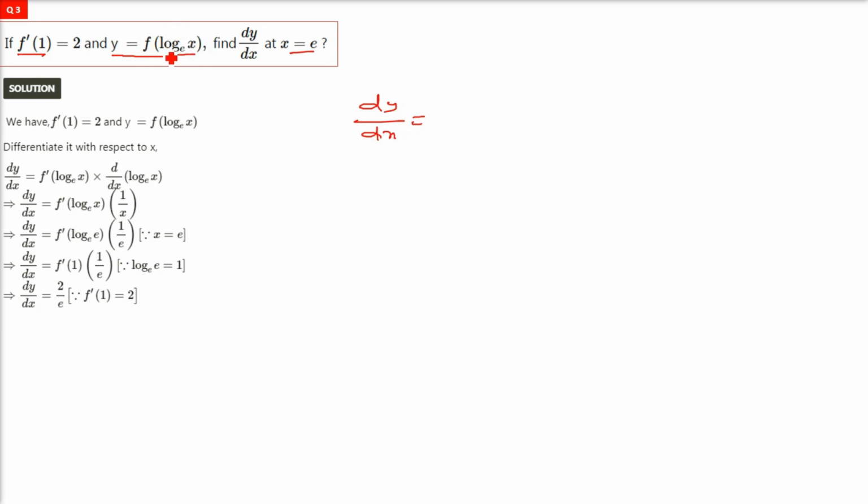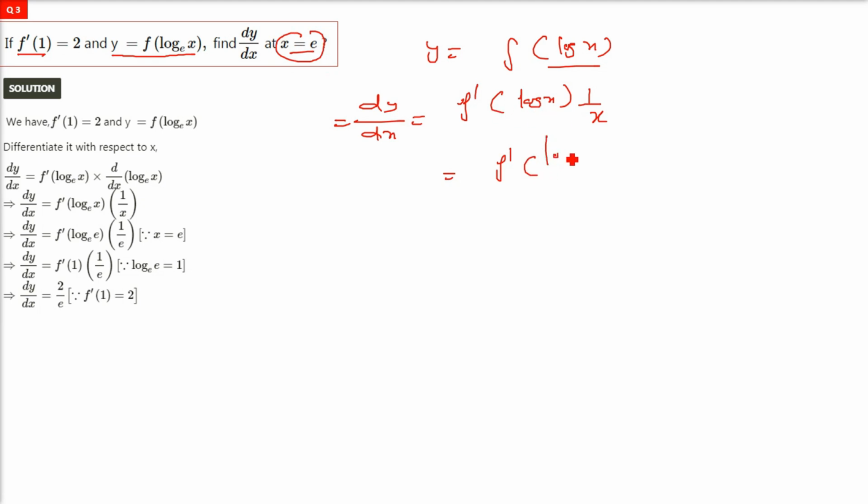Base is e. You will see just what is the meaning of base e. Y is equal to f of log base e of x. Don't worry about that. What is f' of this? f' of log x, and then the differentiation of log x also, that is going to be 1 by x. We need to find out this dy by dx for x is equal to e. So f' of log x, replace it by e, and then we have 1 by x, that is 1 by e.